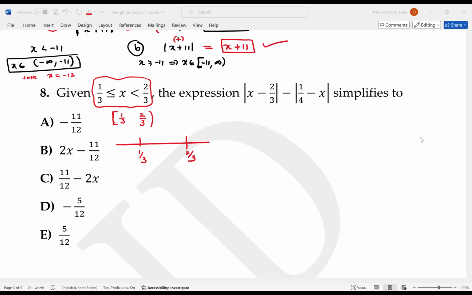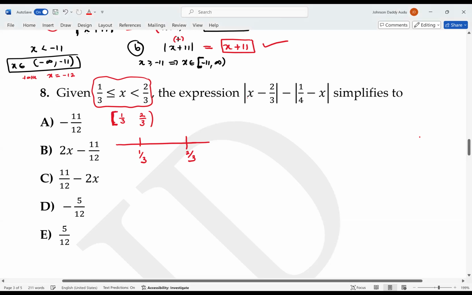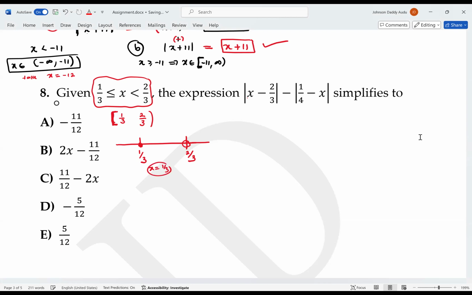So if you look at this interval, remember 1 over 3 is closed. So it means this is closed and this is open, right? So since this is closed, it means I can even take x to be 1 over 3, because 1 over 3 is inside here. So what you do, take 1 over 3, come here. What is 1 over 3 minus 2 over 3? You see, it's going to be a negative number. We're just interested in the sign, whether it is positive or negative. So now you see that this is going to be negative, right?